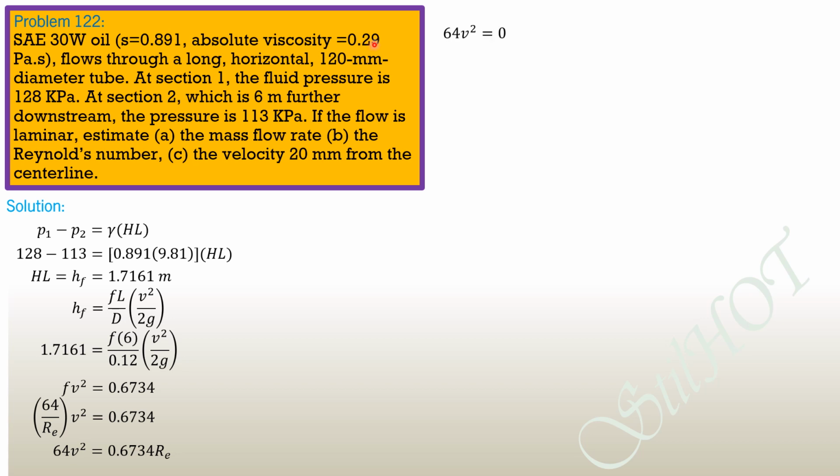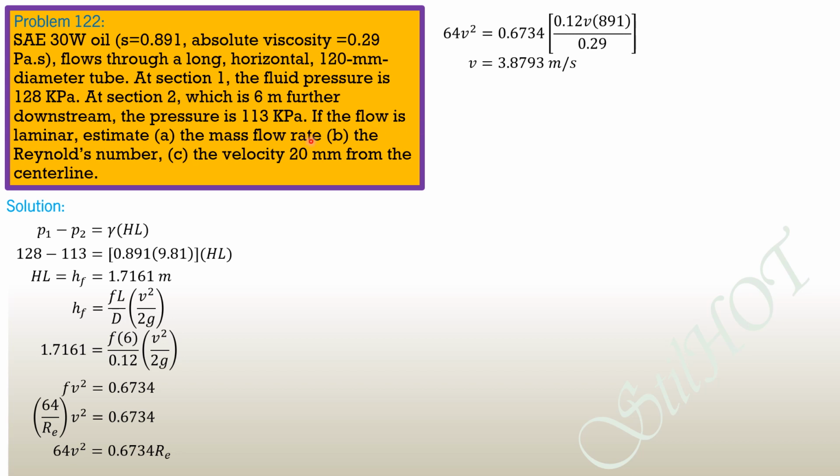So 64 V square equals 0.6734 times diameter 0.12, mean velocity of flow V, density 0.891 times 1000, so 891 kilograms per cubic meter, then absolute viscosity 0.29 pascal second. From here, we can cancel V, then solve for V. So the mean velocity of flow is equal to 3.8793 meters per second.